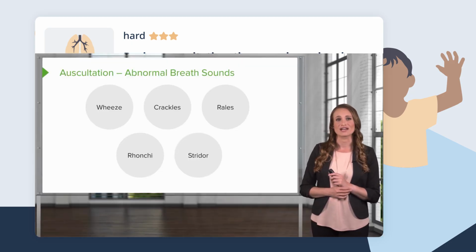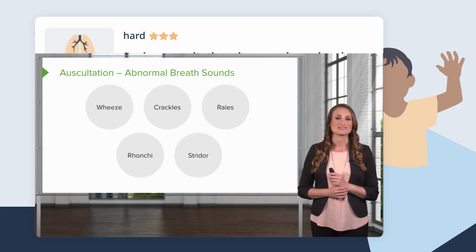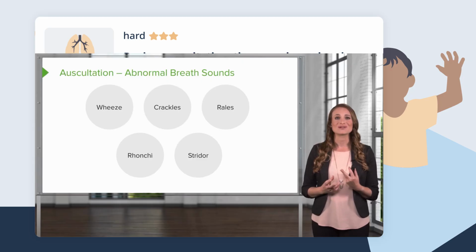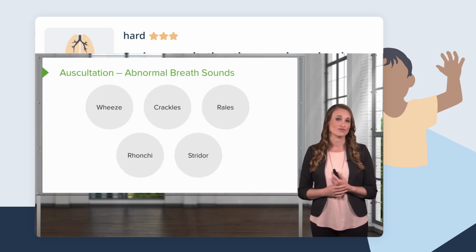Last, you're going to check for stridor. And this is a high-pitched wheezing sound caused by a disruption of airflow in the upper airway. There may be a foreign body obstruction, mucus, or edema that blocks the airflow through the upper airway.